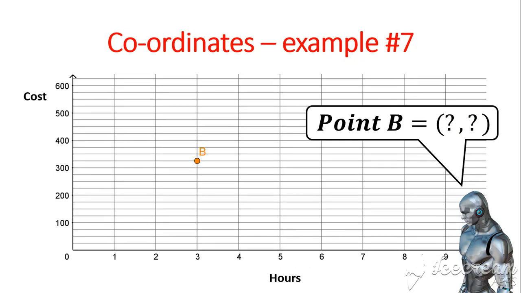Right, and the last tricky one to finish off this video, what is the coordinate of point B? Now you can see on the x-axis we're representing hours, and it's going up in 1 hour, 2 hours, 3 hours, so that's going up in steps of 1. But on the vertical axis, the y-axis, we've got cost, and that's counting up, the numbers are in hundreds, 200, 300, and so on, but we've got smaller increments in between.